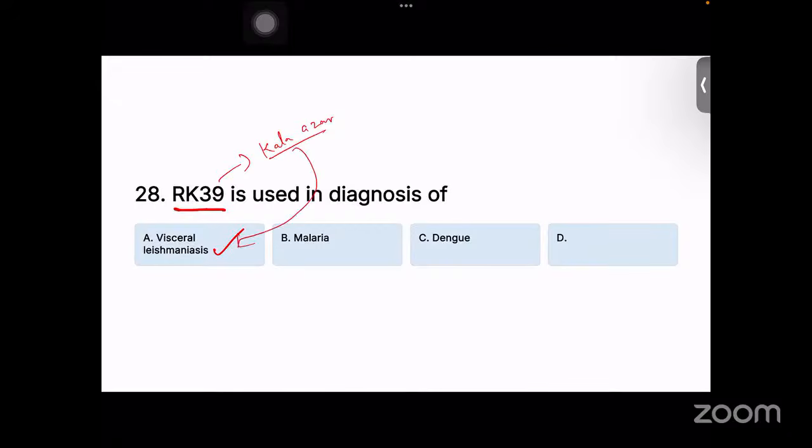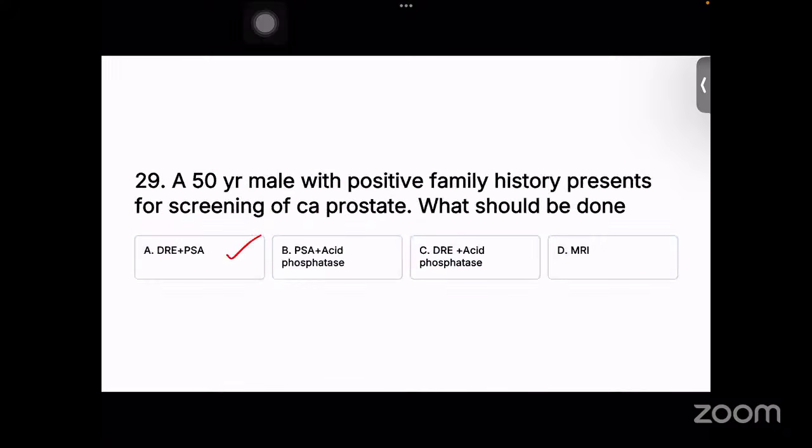Visceral leishmaniasis. Okay, next. A 50-year male with a positive family history presents for screening of CA prostate. What should be done? So I'd rather go for the PSA and DRE. We can also use acid phosphatase, but acid phosphatase is an outdated marker which is not used in screening because it is elevated only in advanced metastatic disease.